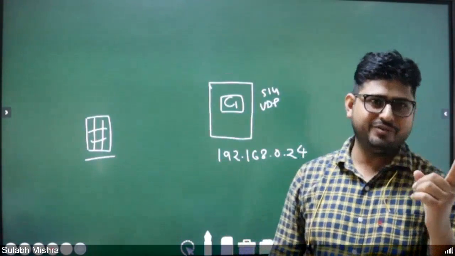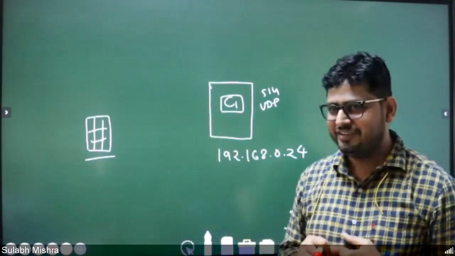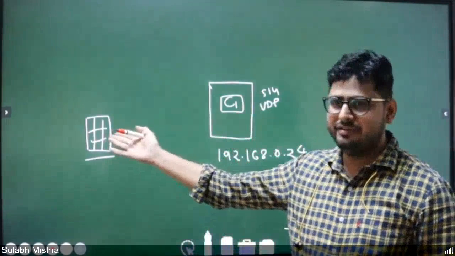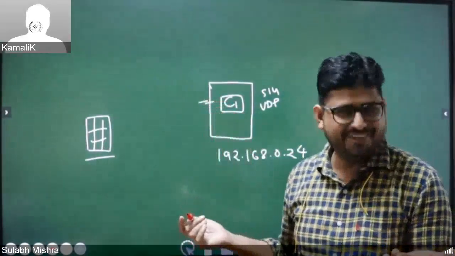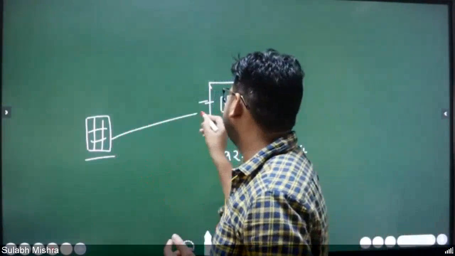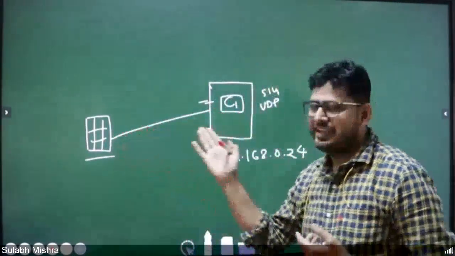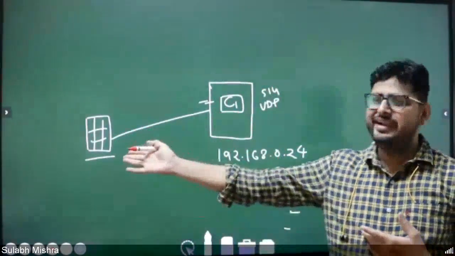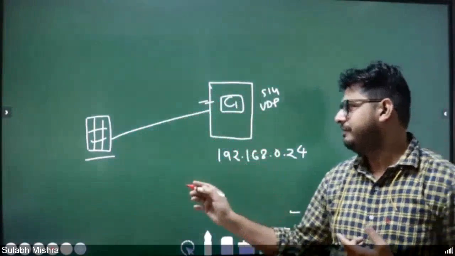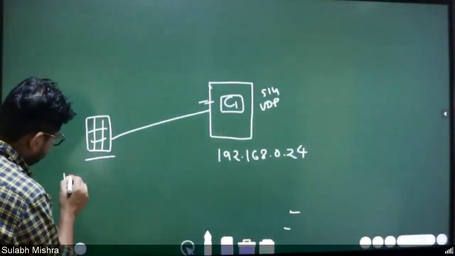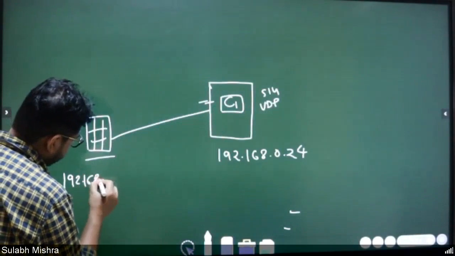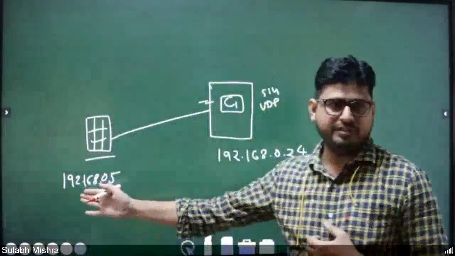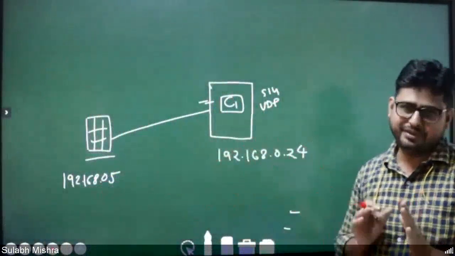Remember while we integrate Windows devices, what are the steps we have followed? After installation of the connector, what is the next step? Check the connectivity. We have to ensure that connectivity should be enabled between the end device and the connector server. Means if this particular device's IP is 192.168.0.5, we have to ensure that from this device to the connector server there is connectivity.